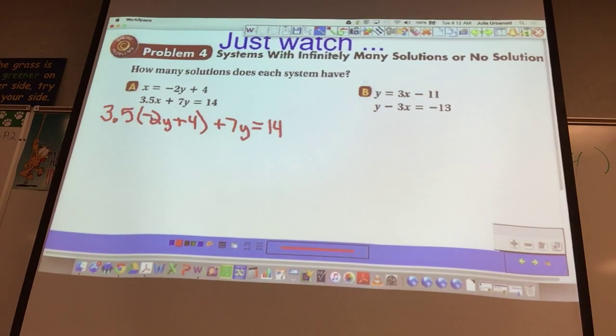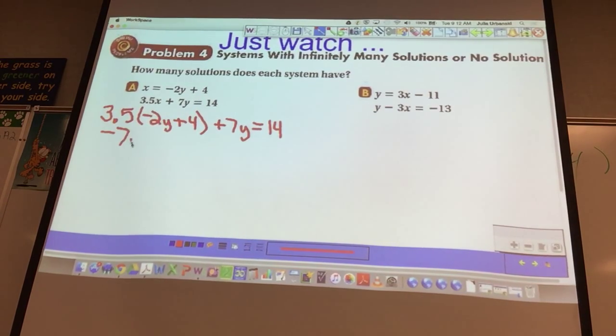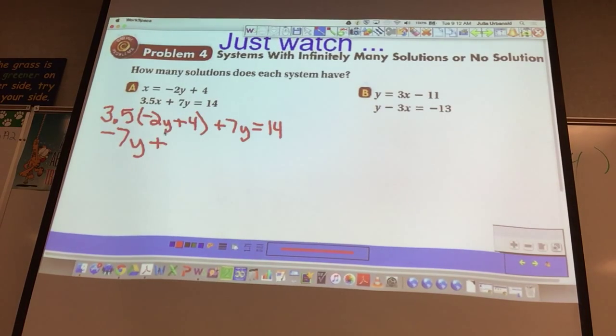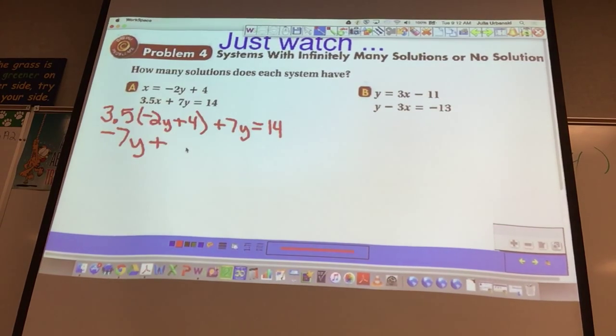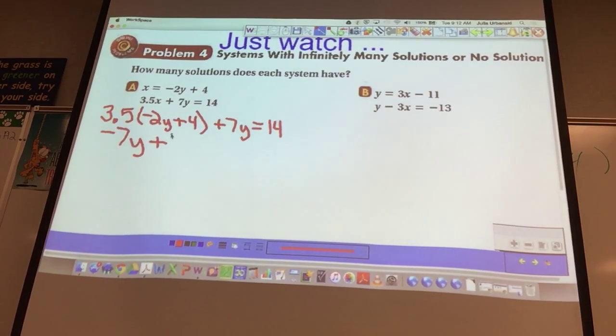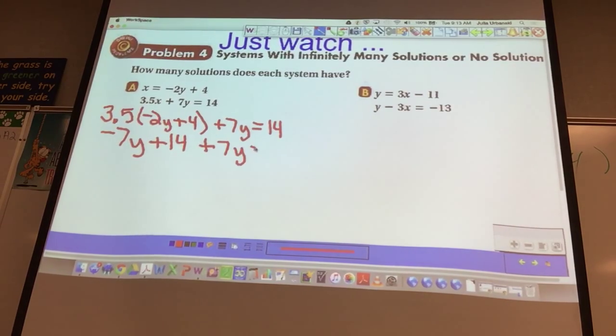What's 3.5 times negative 2? Negative 7y. What's 3.5 times 4? Negative 4. Negative 14. They're both positive. Does it come to 14? Okay. Plus 7y equals 14.